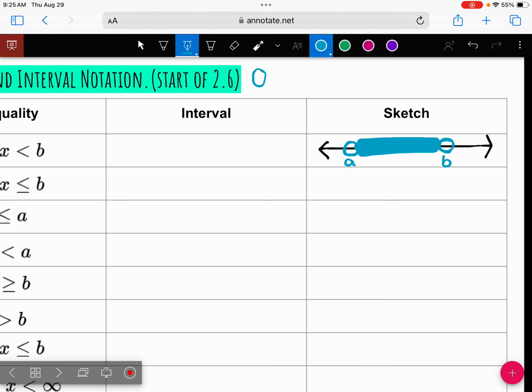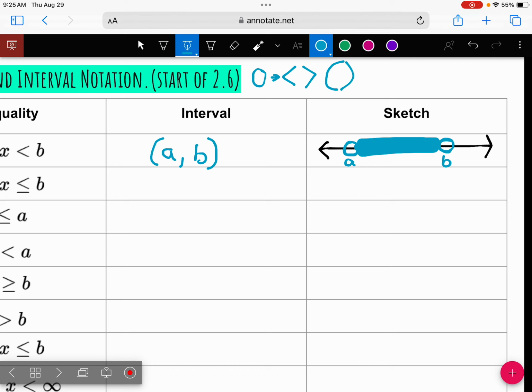So our open circle goes with our less thans or our greater thans. And when we're doing it in interval notation, that's the thing that goes with our parentheses. So the interval is going to be from my smallest piece, which is A, to my biggest piece, which is B. And both of them are open, so they both get parentheses.